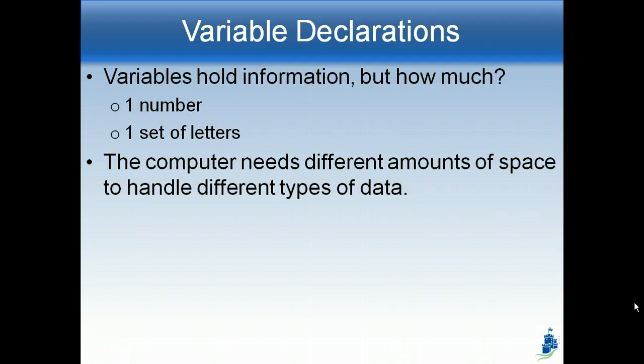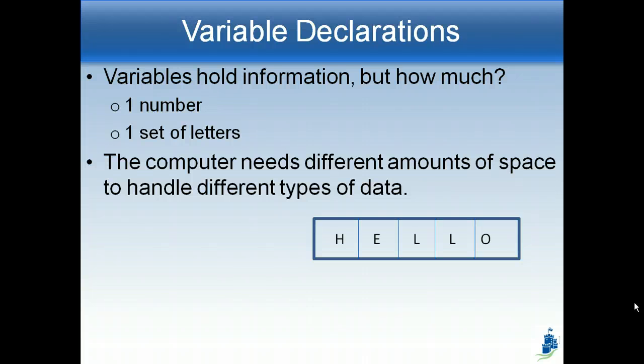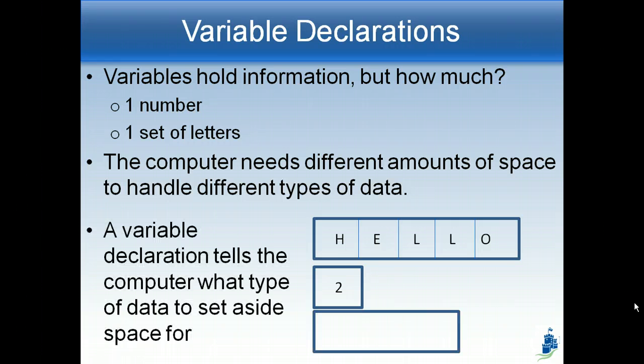Okay. But even if you're just holding one thing, the computer needs different amounts of space to handle different types of things. So for example, it might need this much space to hang on to the word hello. Okay, but it probably just needs a little bit of space to hang on to the number 2. Or if it was a more complicated number like pi, then it would need 3.1. It needs a little bit more space, okay? So the size of the box, the size of the variable, the amount of space that the computer has to reserve for the variable varies depending on what type of data the variable is.